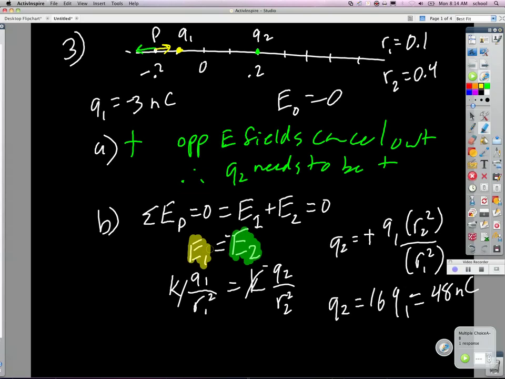And then when we plug everything in, here we will plug in a negative Q, and then this negative sign in front will cancel it and make it a positive. And we see that it's 16 times Q1, which gives us our 48 nanocoulombs answer. Questions? Is it more clear now, Alice? Good. Anyone else?